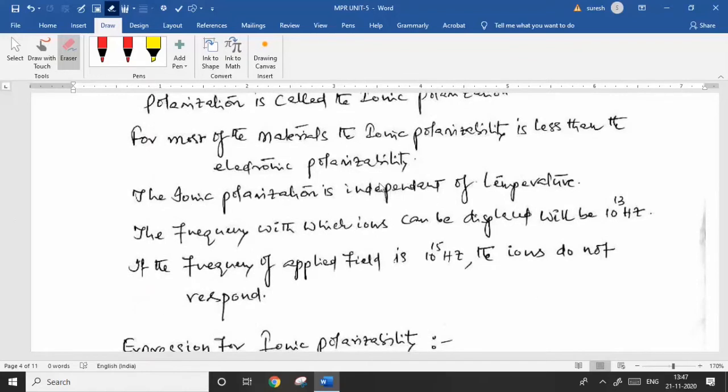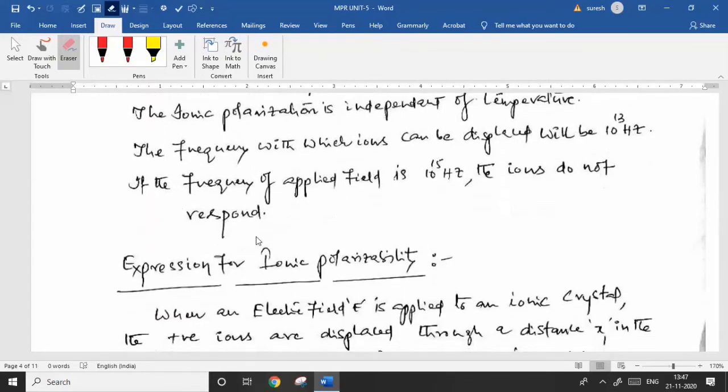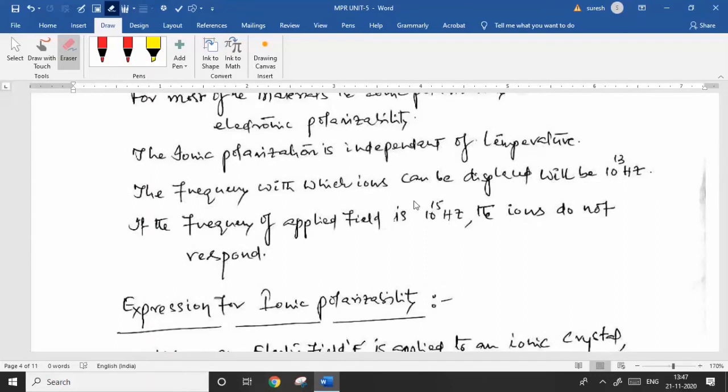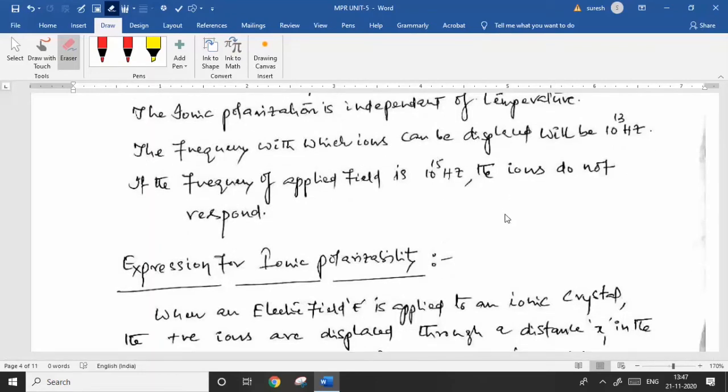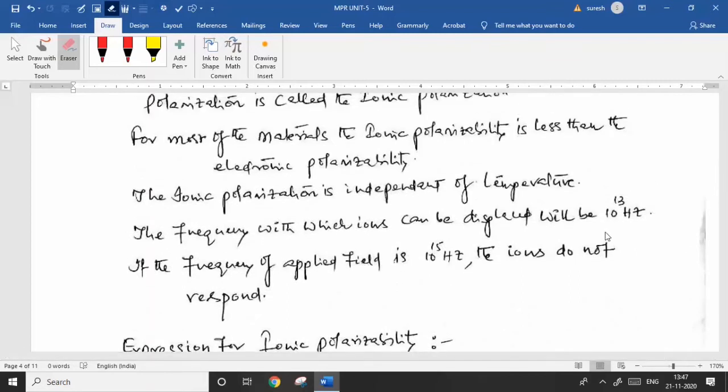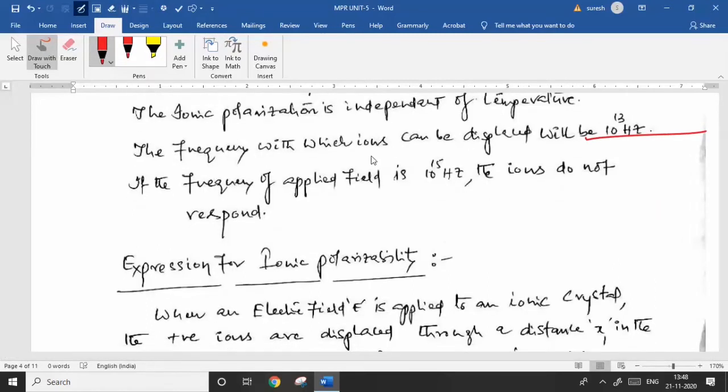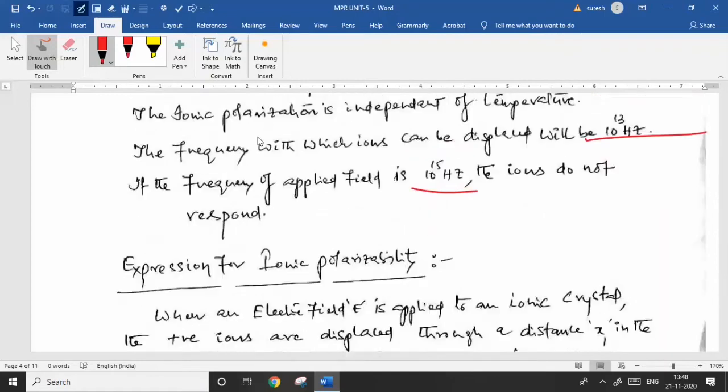The ionic polarization is independent of temperature, and the frequency with which ions can be displaced is always up to 10 power 13 hertz. If you measure the frequency of ions that are displaced, its range is around up to 10 power 13 hertz. If the frequency of the applied field is 10 power 15 hertz, the ions do not respond. That is why we give one range for these ions, that is, the frequency with which ions can be displaced is up to 10 power 13 hertz. And similarly, if it is more than 10 power 15 hertz, they may not respond. That is what is known as ionic polarizability.